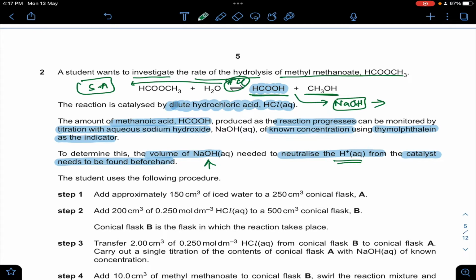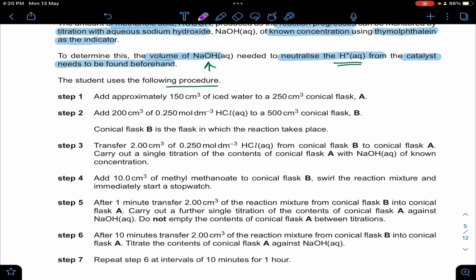All right, now the student uses the following procedure. Add approximately 150 cm cube of iced water to a 250 cm cube conical flask A. So let's say this is conical flask A, and it contains 150 cm cube of iced water.